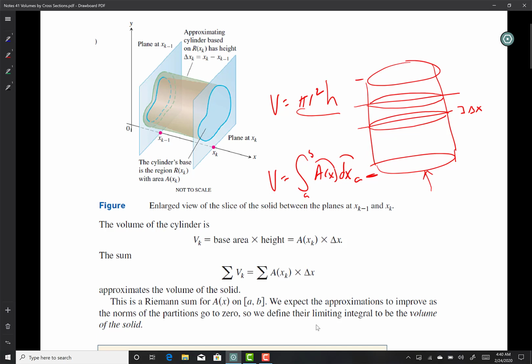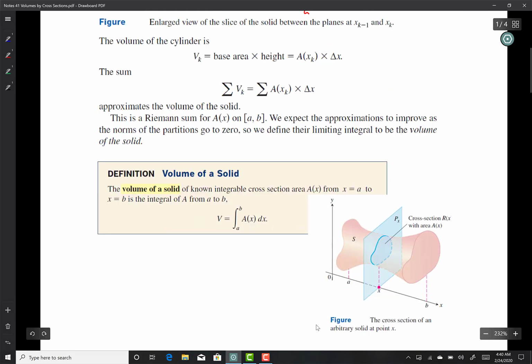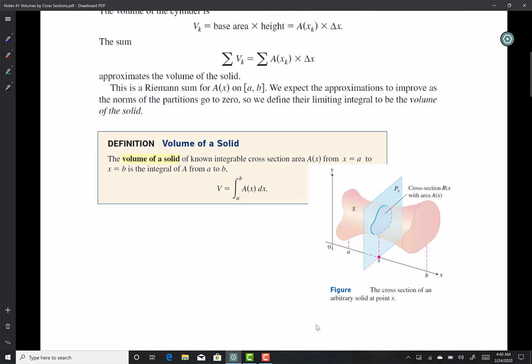If you add up an infinite amount of slices of cross sections, that's going to add up to the volume of this cylinder. So that's the whole idea. The whole thing is we need to find a common cross section.